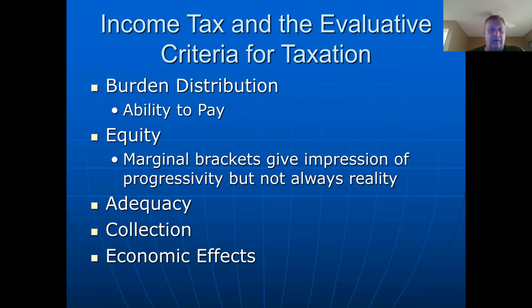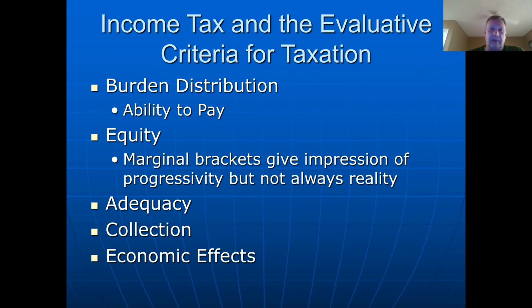Adequacy: income tax is a very adequate type of tax. We collect a lot of revenue from it. That's why the federal government is almost solely reliant upon income taxes. Collectability: it is a very collectible type of tax through withholdings. When money gets withheld from your check, then it's a very collectible type of tax. But as we said, on April 15th, when you file your taxes, it becomes very taxpayer active.